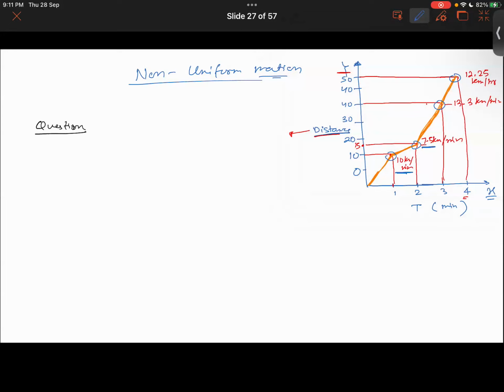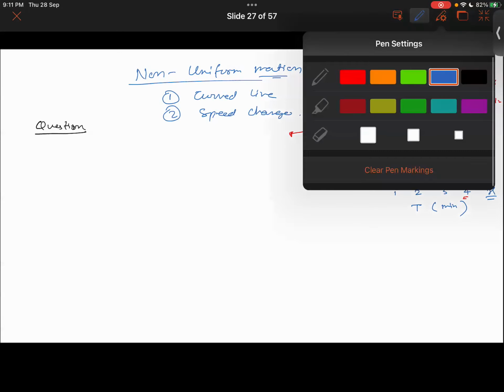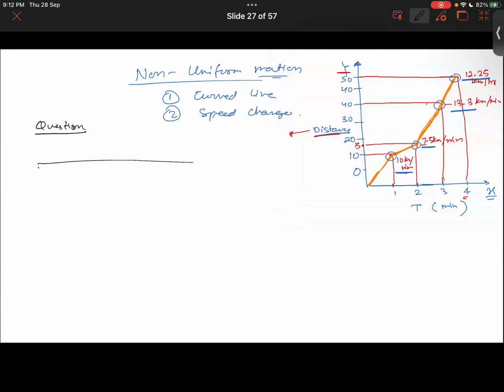So is the speed constant? No, sir. 10 kilometer per minute, then 7.5 kilometer per minute, then 13.3, and then 12.25. So speed does not remain constant in non-uniform motion. The first thing is that you get a curved line rather than a straight line. The second thing is that speed changes.